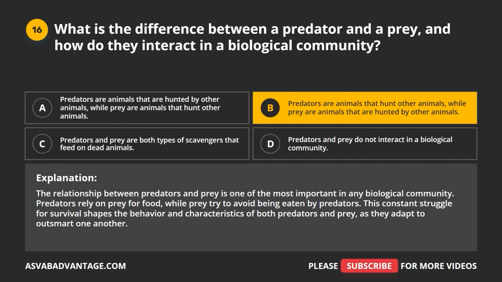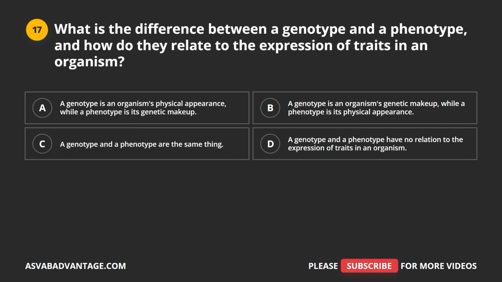Question 17. What is the difference between a genotype and a phenotype, and how do they relate to the expression of traits in an organism? A. A genotype is an organism's physical appearance, while a phenotype is its genetic makeup. B. A genotype is an organism's genetic makeup, while a phenotype is its physical appearance. C. A genotype and a phenotype are the same thing. D. A genotype and a phenotype have no relation to the expression of traits in an organism. The correct answer is B.